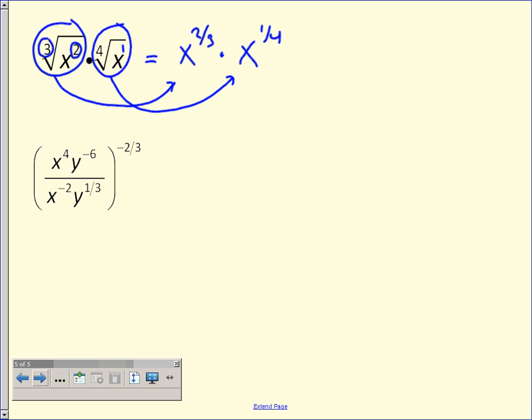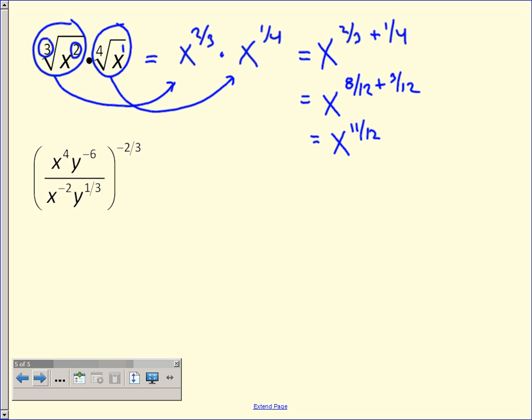Those expressions are being multiplied. And we know that the rule for multiplying is that we add exponents. So this will be x to the 2/3 plus 1/4. This now just becomes a fraction problem. I know a least common denominator is 12. So I have x to the 8/12 plus 3/12. And therefore, this whole thing is x to the 11/12.